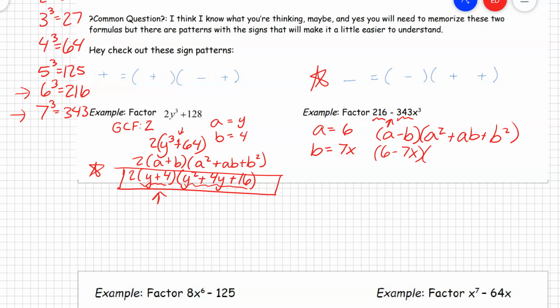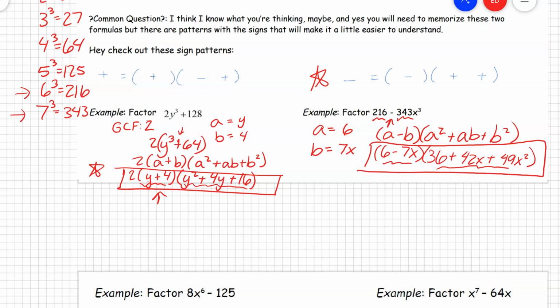And in the second set of parentheses, we're going to have 6 squared. 6 squared is just 36, plus 6 times 7x, which gives us 42x, plus B squared, which is 7x squared, which is 49x squared. All right, so there's nothing else we can divide out or factor out of these two, the binomial and the trinomial, so we would actually be done with this problem. This is as far as it can be factored.